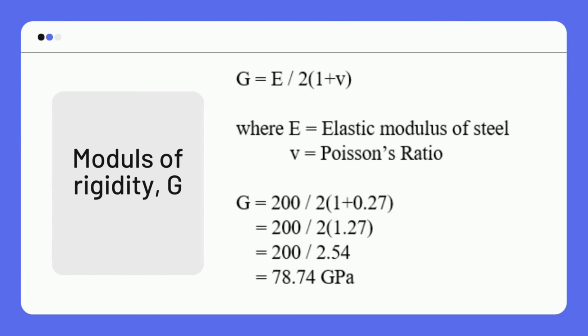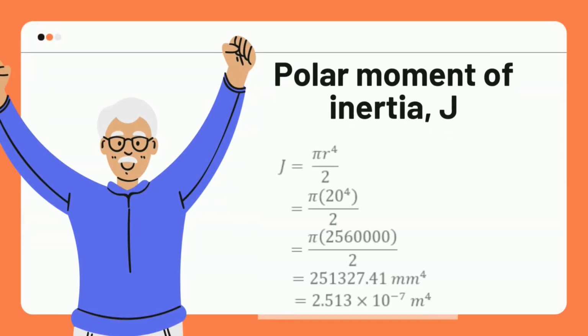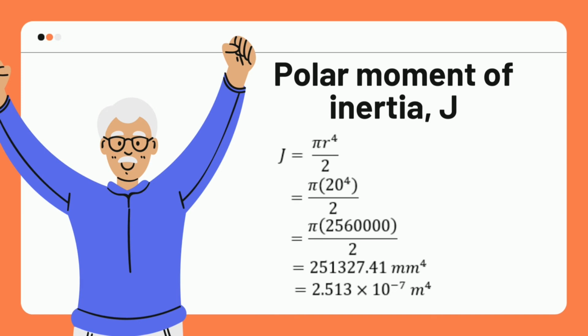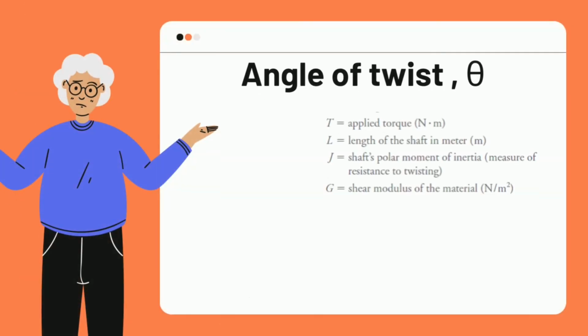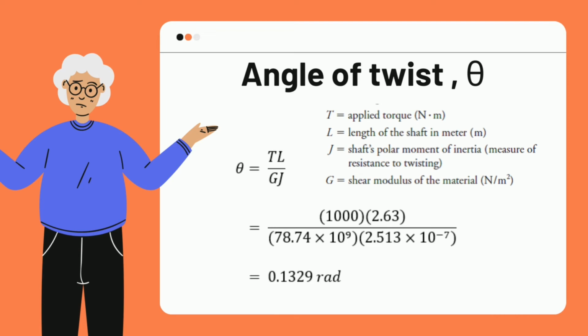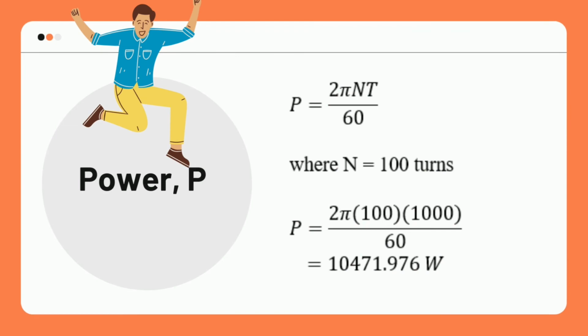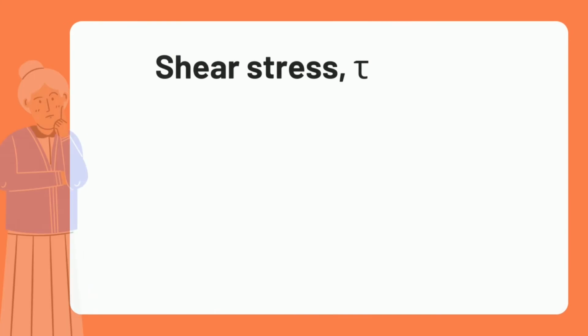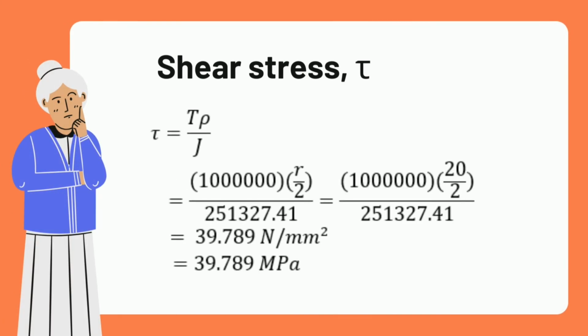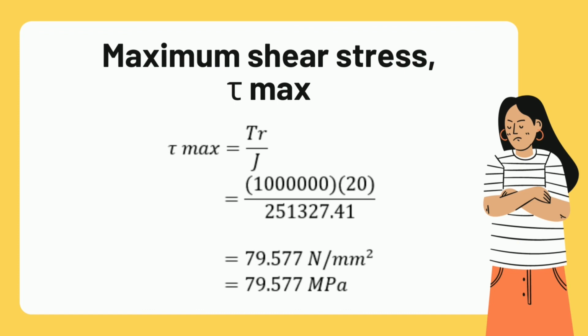Modulus of rigidity, by using this formula. Next is the polar moment of inertia. Next is how we calculate the angle of twist of this design. We can also get the power from this design by using those formulas. The shear stress can be calculated by using this calculation. Lastly, the maximum shear stress that we obtain from this design.